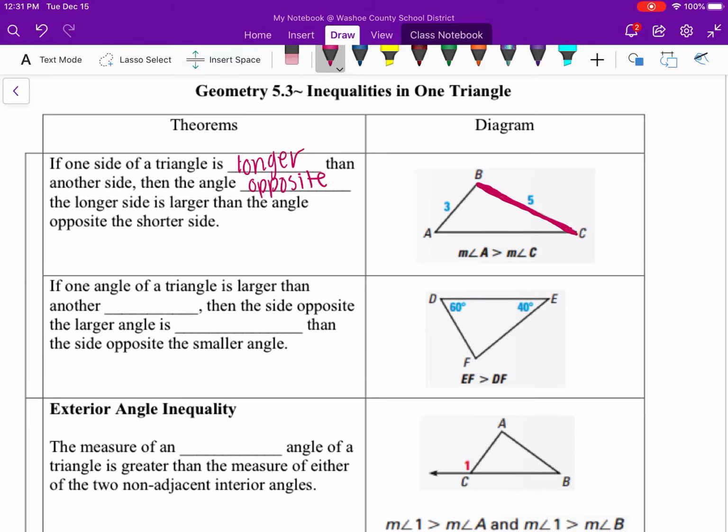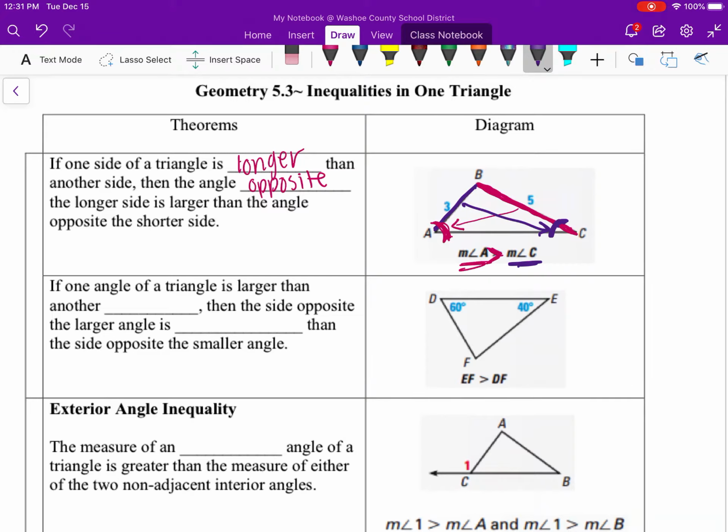Looking at BC here, BC is 5, okay? So this side, 5, is longer than this side, 3, right? 5 is bigger than 3. What this is saying is that the angle across from 5, so opposite to it, so if I look opposite, I'm looking at angle A. Angle A happens to be greater than angle C, right there, because angle C is across from a shorter side.